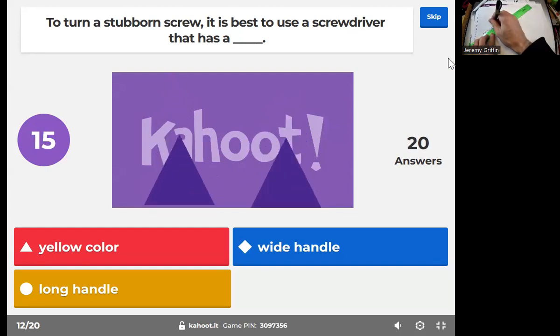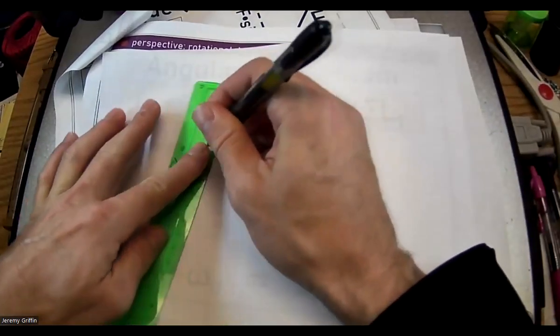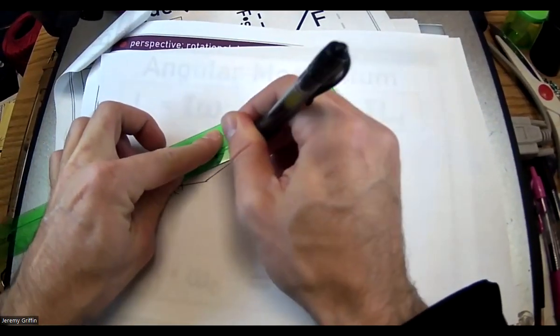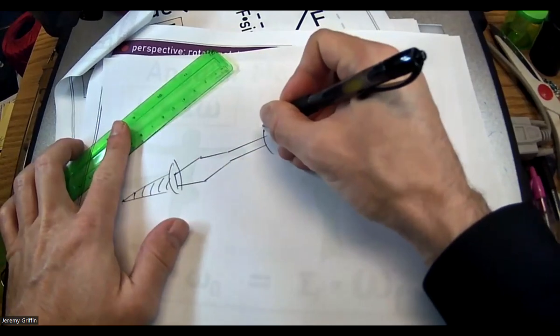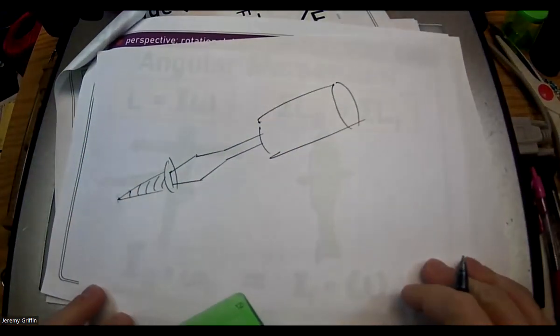This is not a wrench, this is a screwdriver, right? So different tool. Oops, I should have given you guys that hint faster. So we're not talking about a wrench. We're talking about a screwdriver. Right, so right here. And so we're looking at it like this, right?